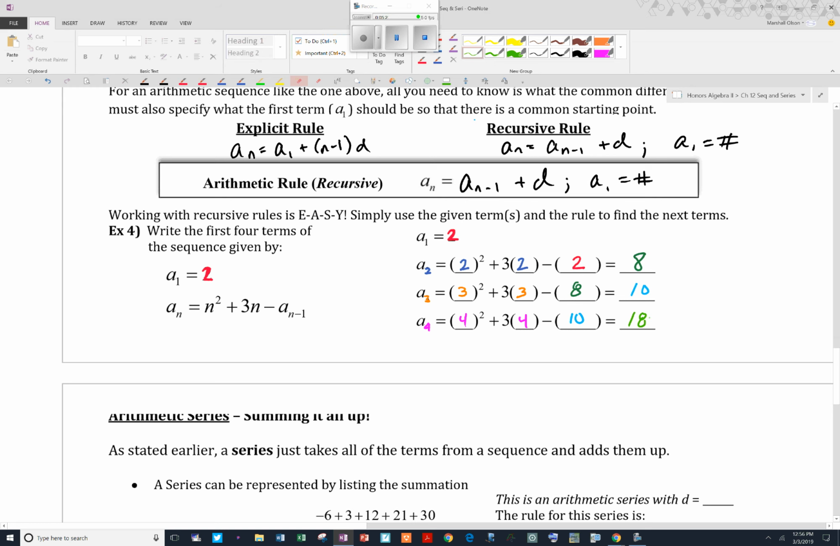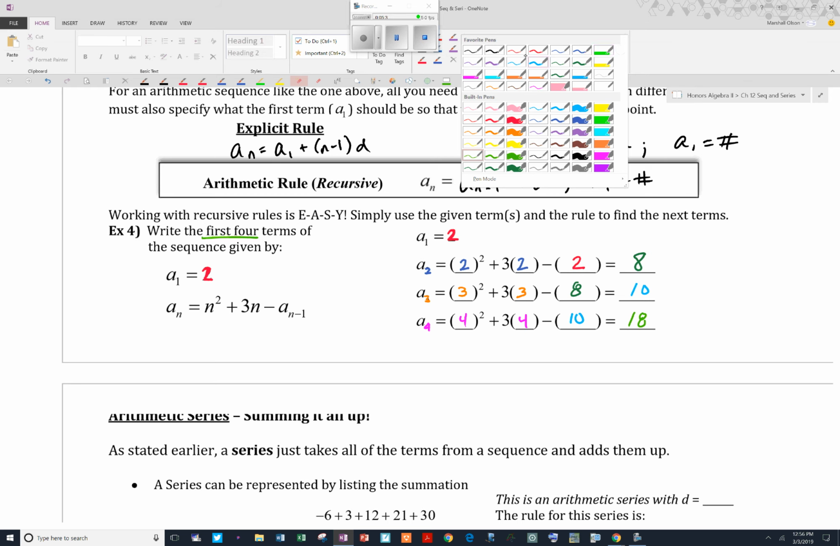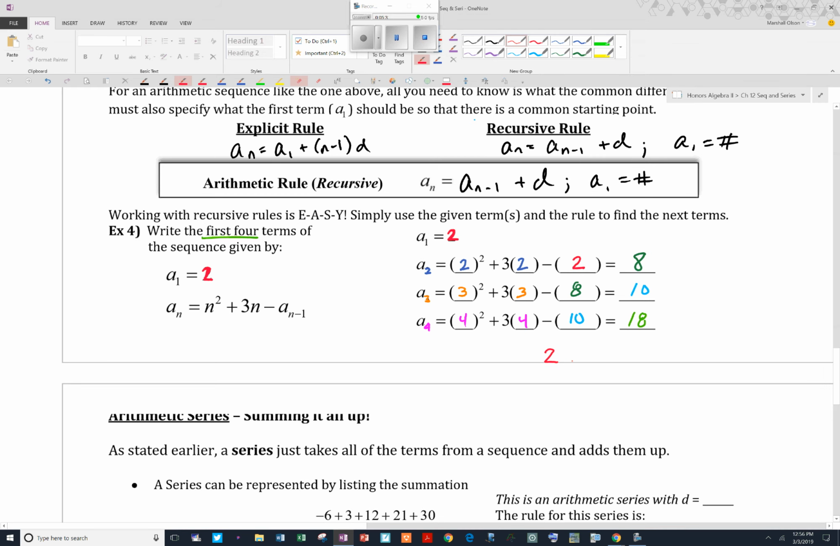So really, they were asking us to find the first 4 terms of this sequence. So we have them there. They are the numbers 2, 8, 10, and 18. Notice this is not an arithmetic sequence. They don't go up by a common difference. It's a combination of both an explicit kind of rule and a recursive rule at that piece right there.